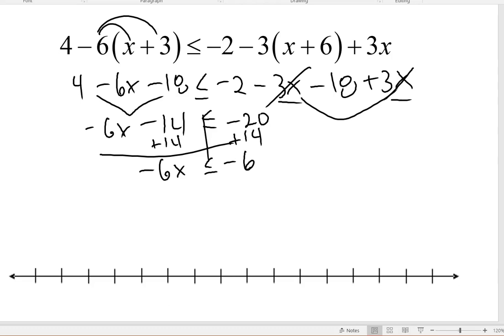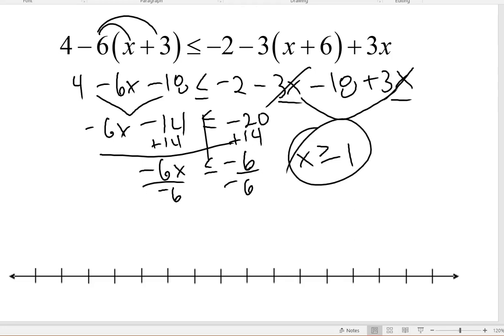Do not add to undo multiplication. Make sure you divide both sides by the negative 6 to get that x is greater than or equal to 1. That's a big deal. A lot of people will forget to flip there. Please don't forget to flip there. How do I graph it? Pretty easily. We go to 1. Greater is to the right of that. Greater than or equal to means we will use a bracket.